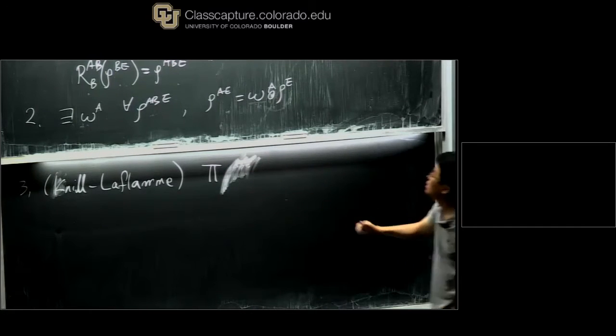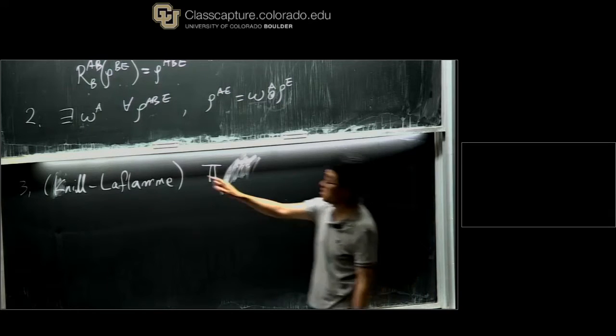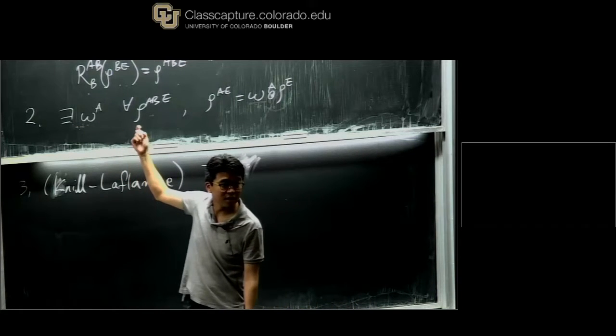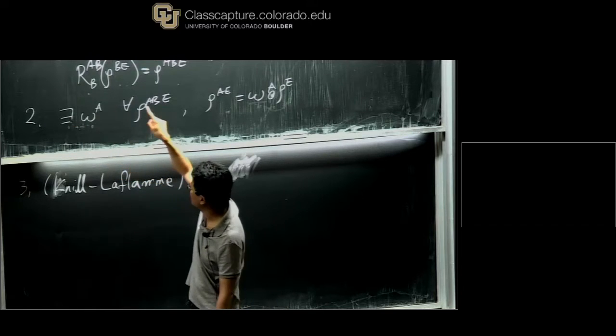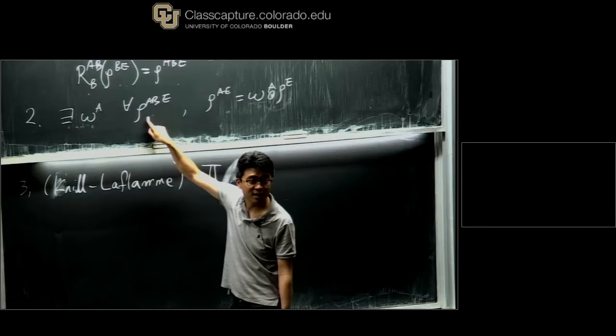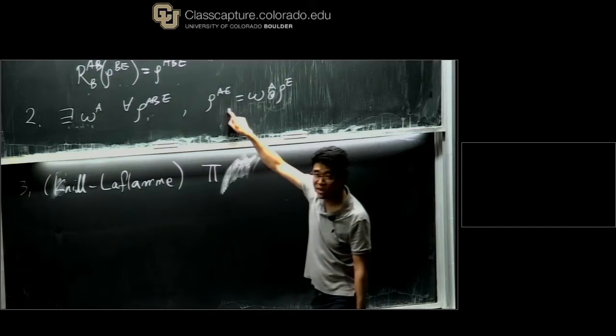Sorry? Omega is independent. The quantifier precedes the for all. Yeah. There exists omega A such that for any code state, if I trace out B, it becomes a product state.